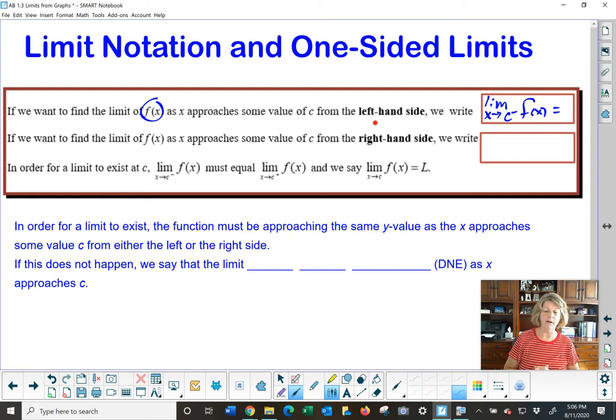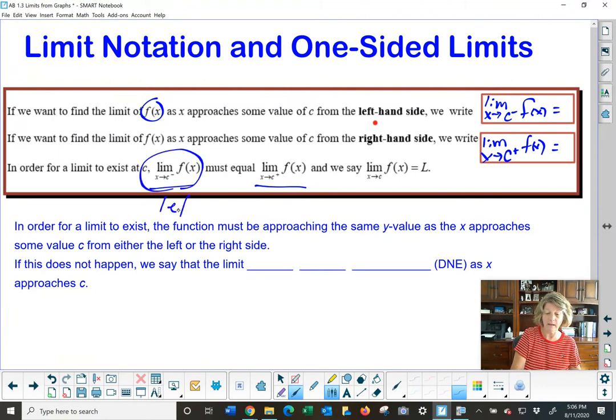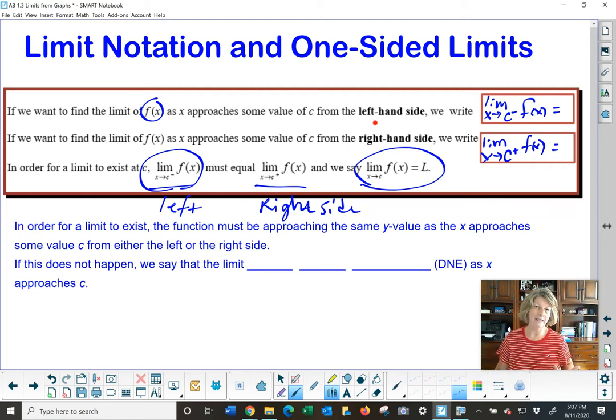The second sentence says if we want to find a limit as we approach it from the right side, then I write the limit as x approaches c from the plus side. So a little larger than c, from the right side of f of x equals. In order for a limit to exist at c, both cases must be true and be the same value. So the limit from the left side, as well as the limit from the right side of c, must be the same value. And then if it is, we can say the limit at c exists, and in this case, we just assigned it some variable L.